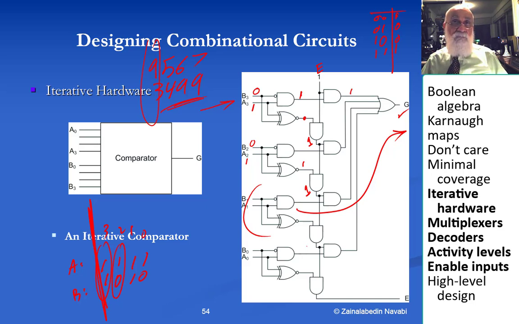So, without having to do an 8-variable Karnaugh map, I was able to build this circuit. At the end, this is indicating an equal output, and this is indicating a greater output, and therefore I have an iterative circuit, a comparator that generates G, also an E input, an E output.